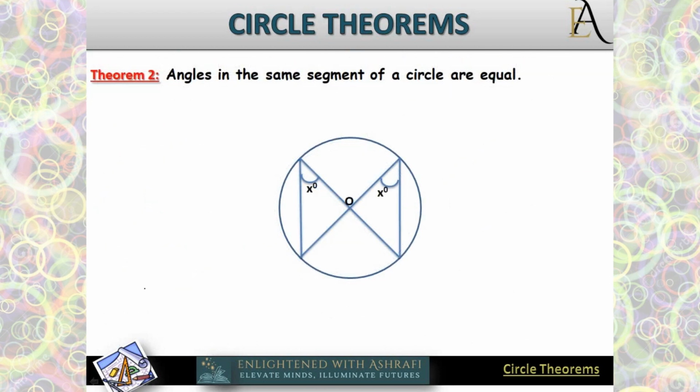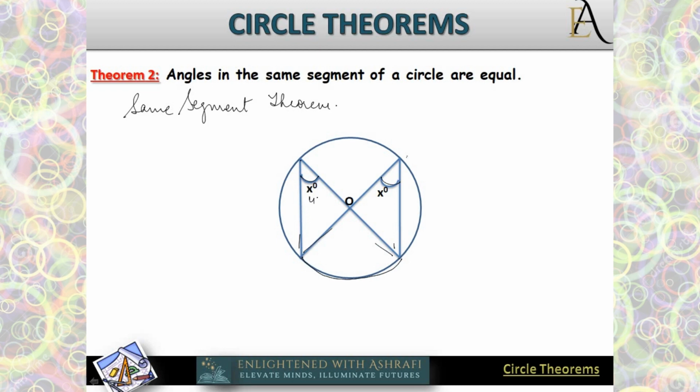Now the second theorem is also known as the same segment theorem. Here, angles in the same segment of a circle are equal. You may also say that the angles on the circumference which have the same arc are equal. So when an arc has two angles on the circumference, then these two angles are equal.